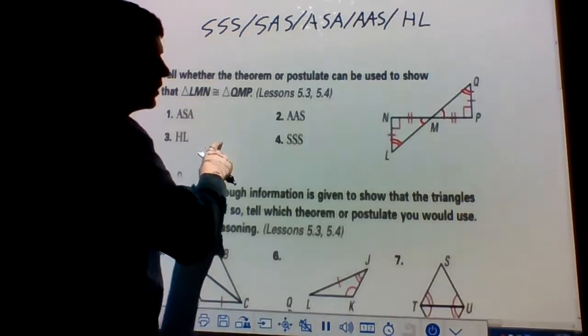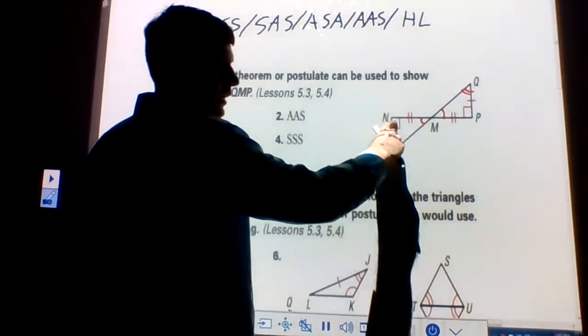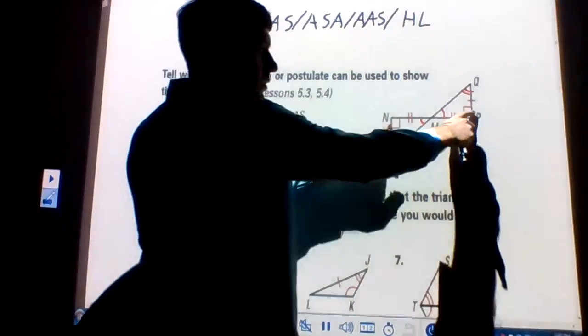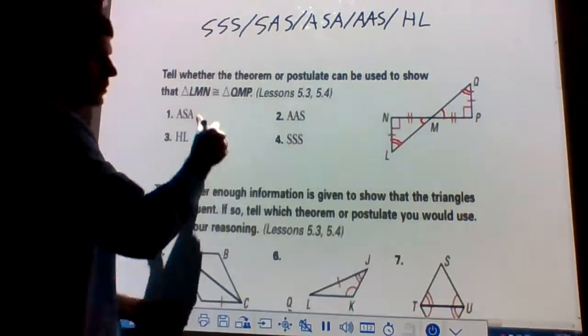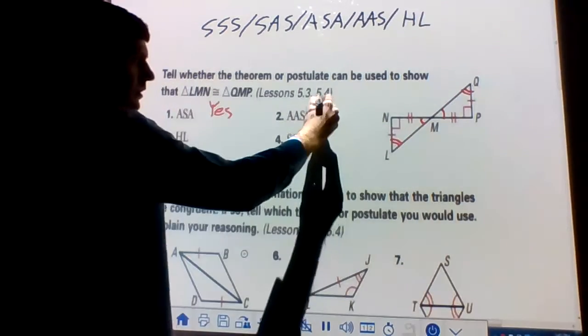So angle, side, angle, we need 2 pair of angles that are congruent and an included side, meaning a side between the 2 angles. So here we could do angle, side, angle. So we have 2 pair of angles that are congruent and the included sides are congruent, so that's a yes. We also have angle, angle, side, so that's a yes.